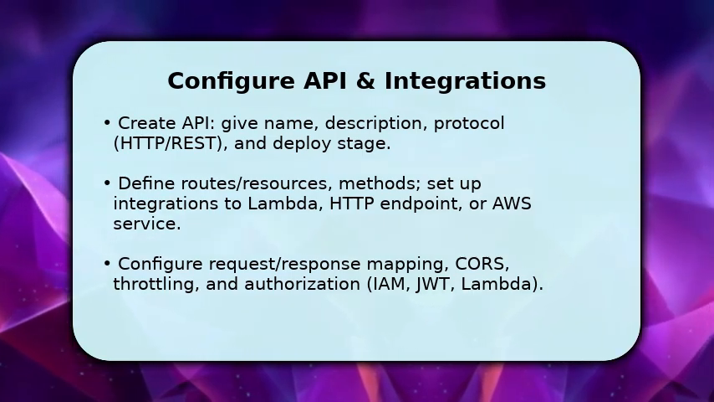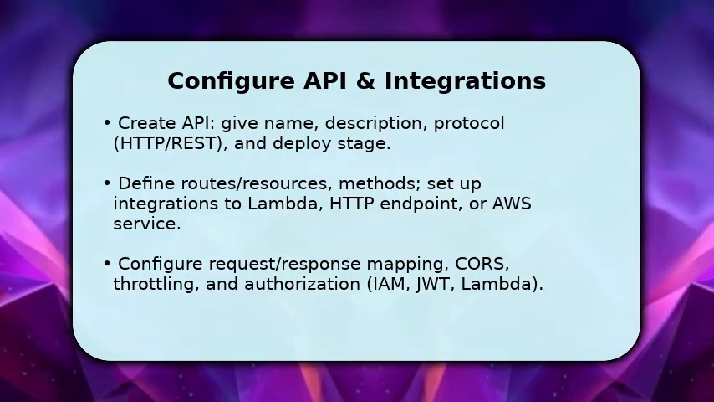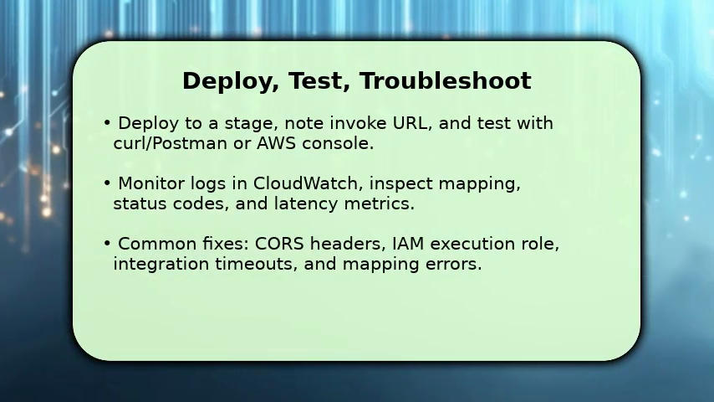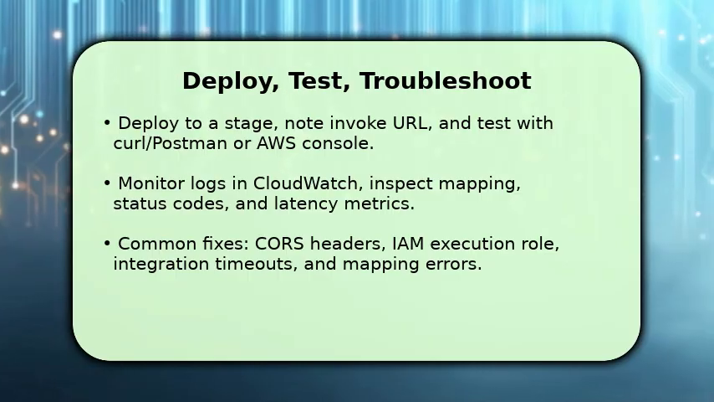API. Make sure to set throttling limits and pick an authorization method like IAM or JWT auth. You finish by deploying the API to a stage and capturing the invoke URL so clients can call endpoints.